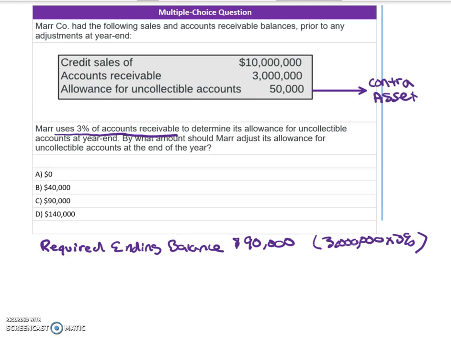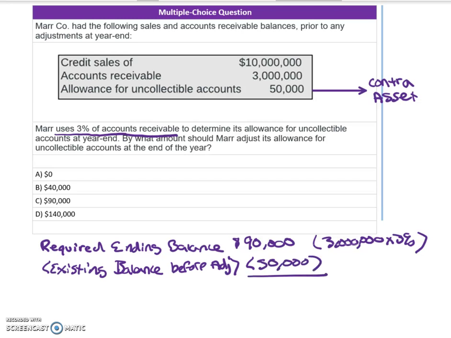We are then going to be reducing this by our beginning balance of the 50,000. And again, this is the balance that existed prior to any adjustments. So we're going to be subtracting out 50,000. We can now calculate the required increase to the allowance account, or our adjustment that's required. 90,000 less 50,000 is 40,000. This is what is going to be debited as our bad debt expense and credited as our allowance for uncollectibles. B is going to be your answer here.